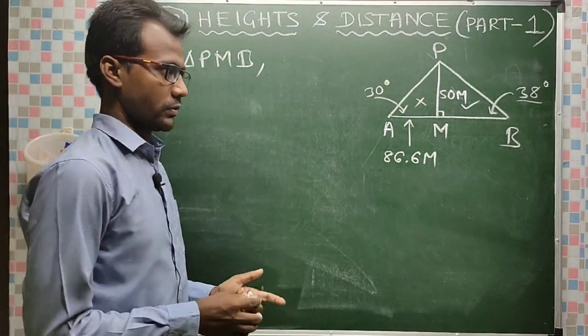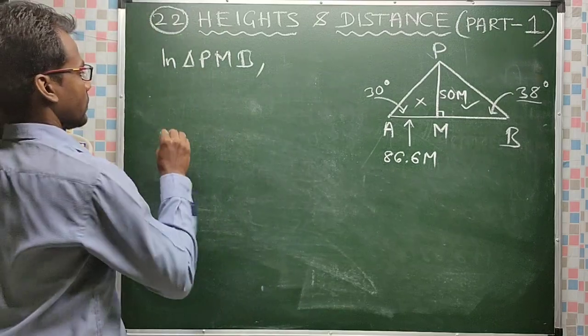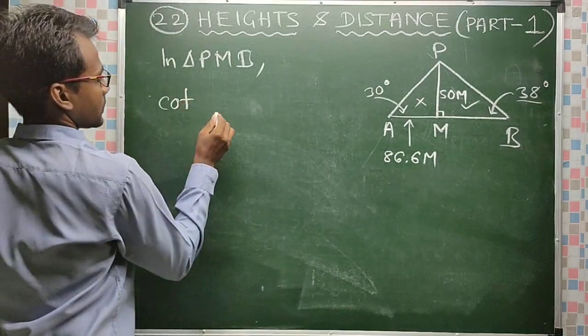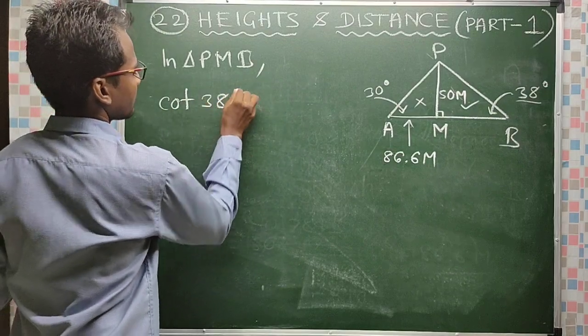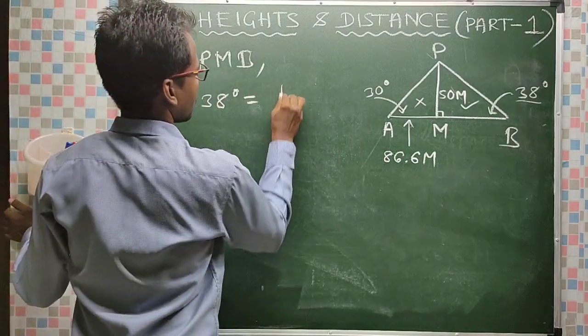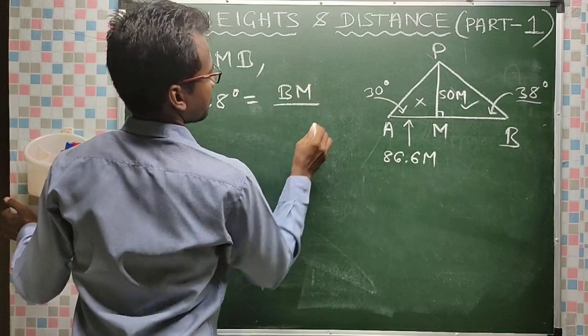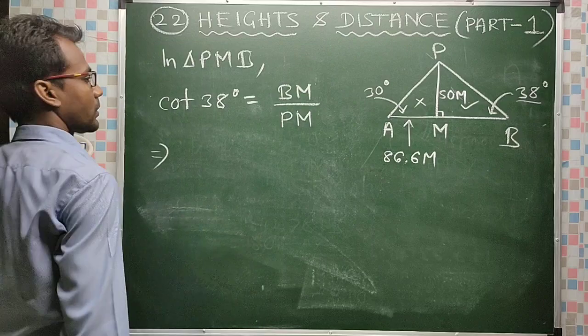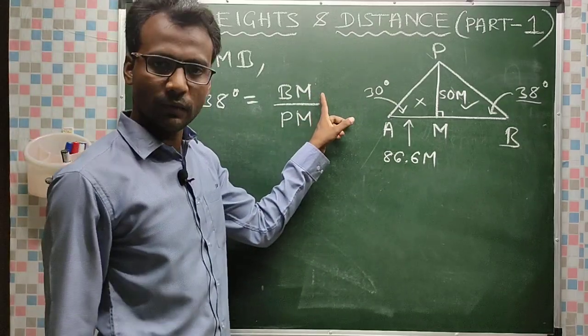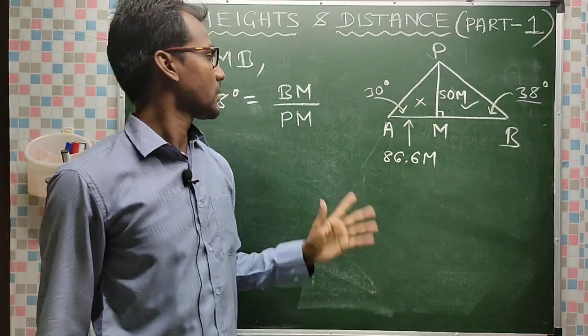But the method is not wrong. Let us use cot theta so that the unknown side will be in the numerator. Cot 30 degree is equal to BM by PM. BM is the unknown side, PM we have 50 meter, so now we will not face any problem.